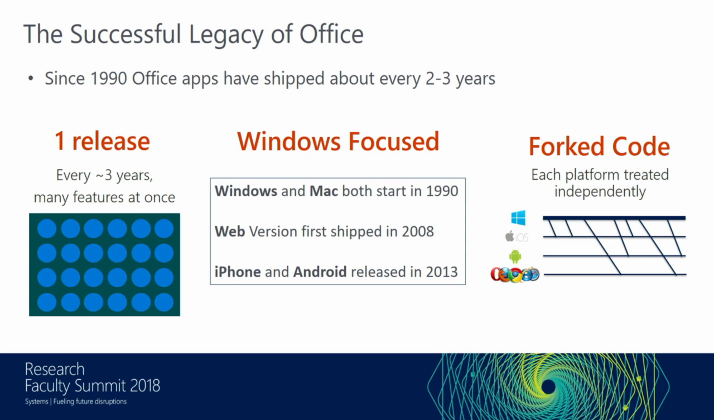And the first version of Office in 1990 shipped in both Windows and Mac. Mac and Windows were 2 different product units, 2 different sets of people, 2 different code bases, shipping independently throughout most of this time. The web version of Office shipped in 2008, and the iPhone and Android version shipped in 2013. And we handled it all the same way at the time. Off of the mainline Windows branch, we'd fork the code, and then they would work really hard to make it work on the platform that was targeted. So that's where Office is coming from.